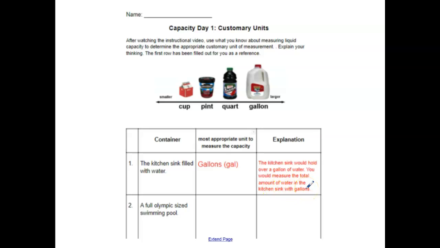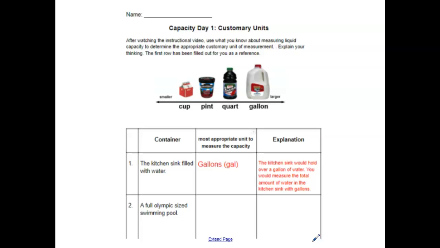Let's do the next one together. A full Olympic-size swimming pool. So that would be a very large pool full of water. Which would be the most appropriate unit of measure? Definitely gallons. So when it says most appropriate unit of measure, you would write in gallons. Then you would explain how you know. You would say, well, a full-size Olympic swimming pool is massive, and so the amount of water in that swimming pool would be well over a gallon. So we would need to use the largest customary unit of measure.